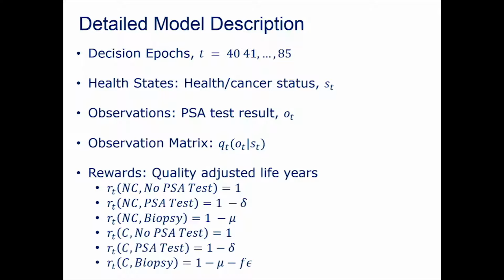Okay, so I'll have to pick a couple things I want to talk about. I think I'll focus on the rewards here. There's a lot that goes into estimating the transition probability matrix, and I'm going to say more about that in a minute. In terms of what the rewards are, we looked at quality adjusted lifespan in this context. The rewards differ depending on whether the patient is in the no cancer state or the cancer state. So no cancer with no PSA test would have a reward of 1, representing perfect health.